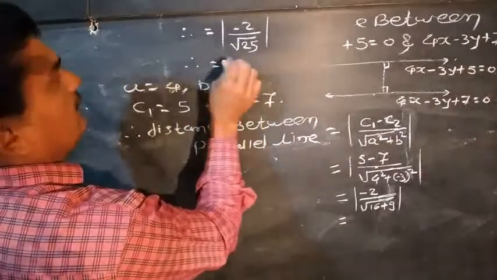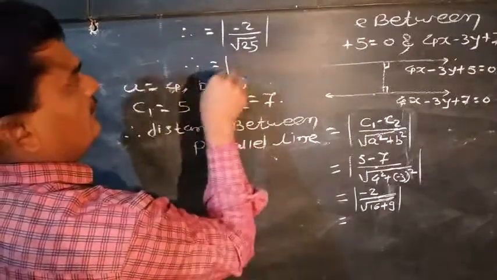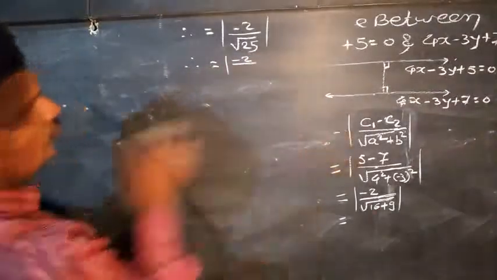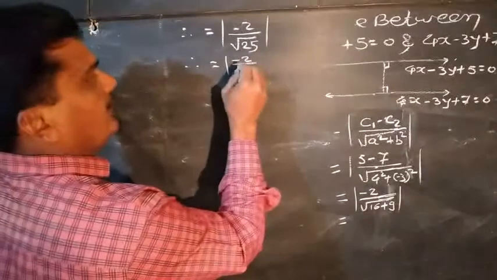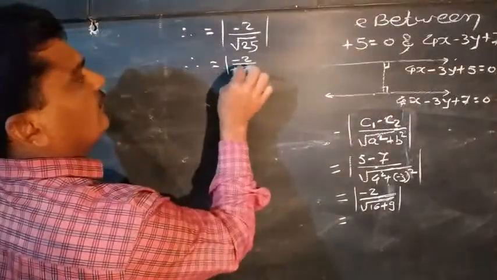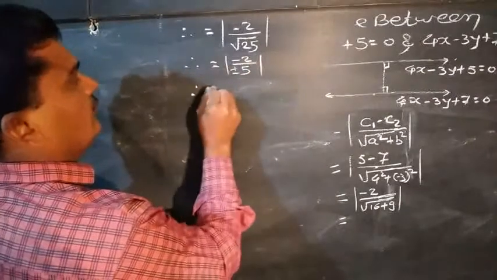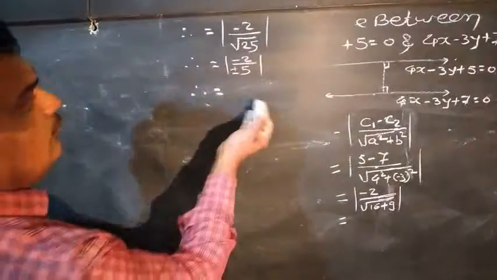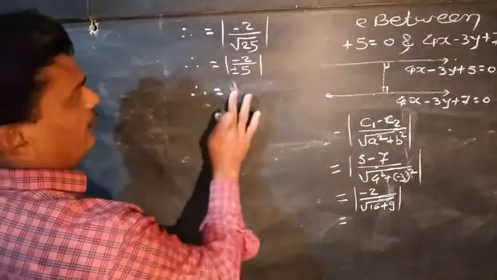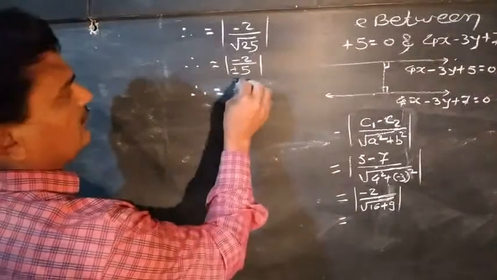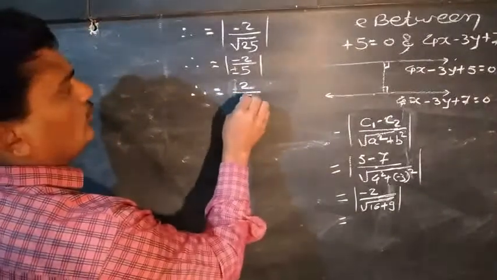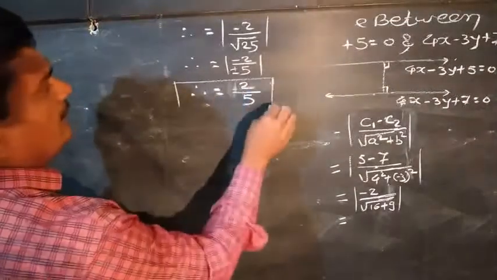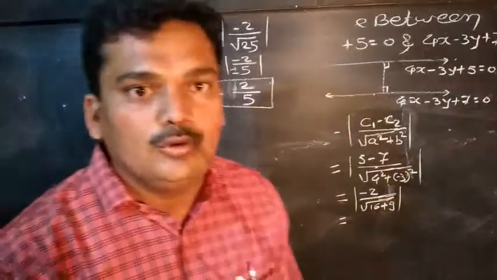Then take this out of the square root sign. The value is minus 2 divided by plus or minus 5. Then take this into the absolute value or modulus. The value outside is positive, so the value is 2 divided by 5. Therefore, the distance between the parallel lines is 2 divided by 5.